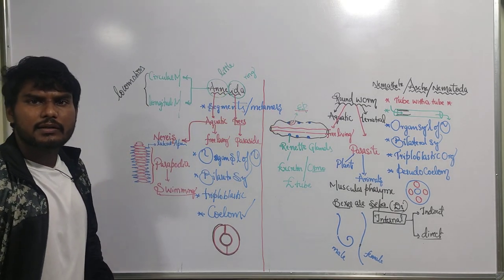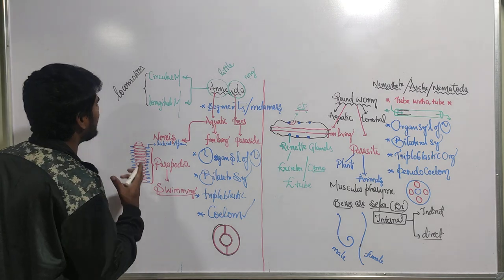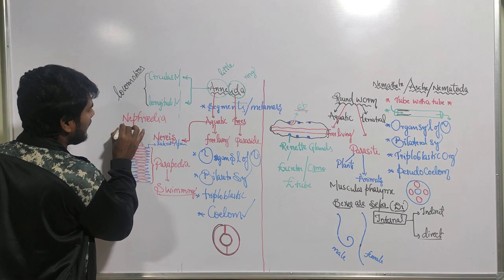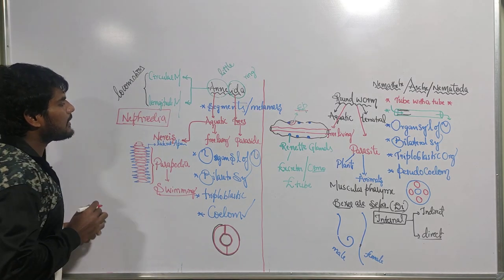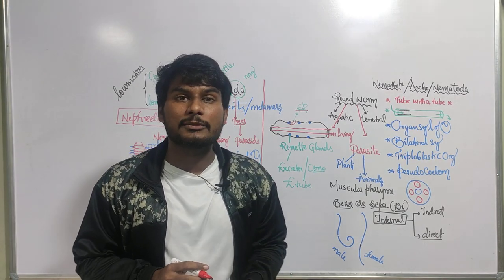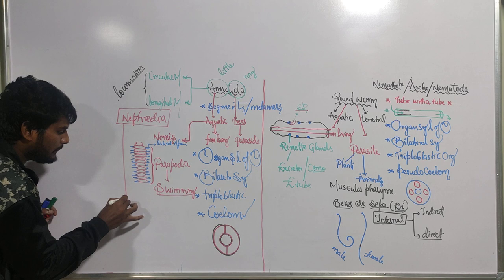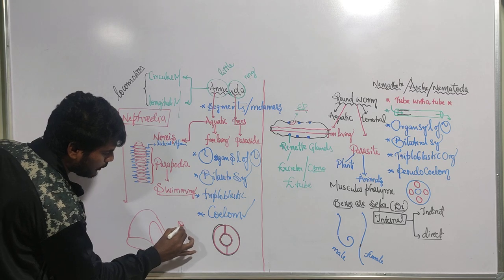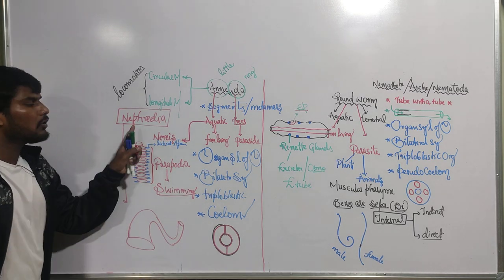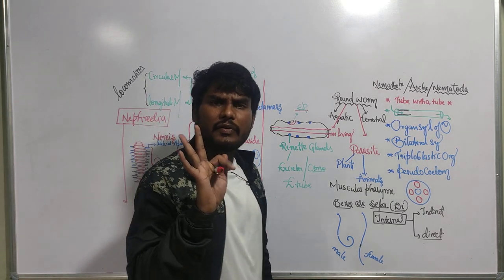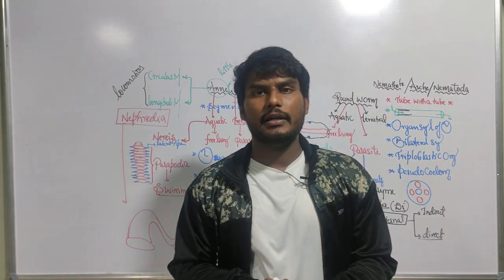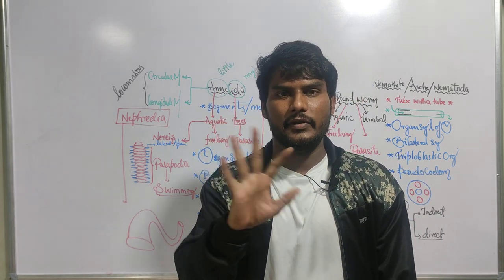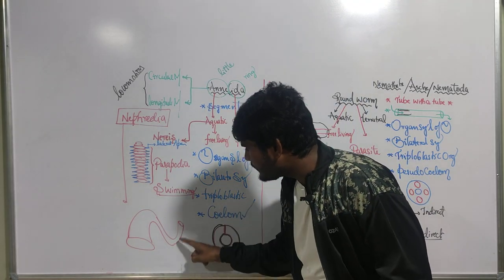Now come to the excretory structure in annelids. It is nephridia. The nephridia is the excretory structure and also maintains water balance, osmoregulation. The diagram of the nephridia has a funnel-shaped part, a tubular part, and a pore, the nephridiopore. There are three types of nephridia in earthworm: septal nephridia, integumentary nephridia and pharyngeal nephridia. Those we can discuss later.